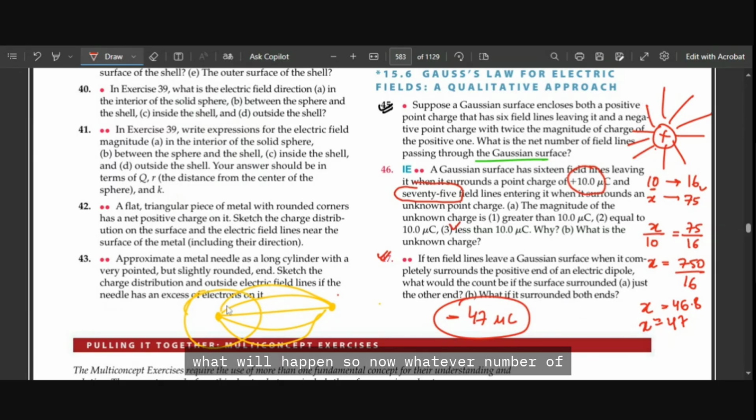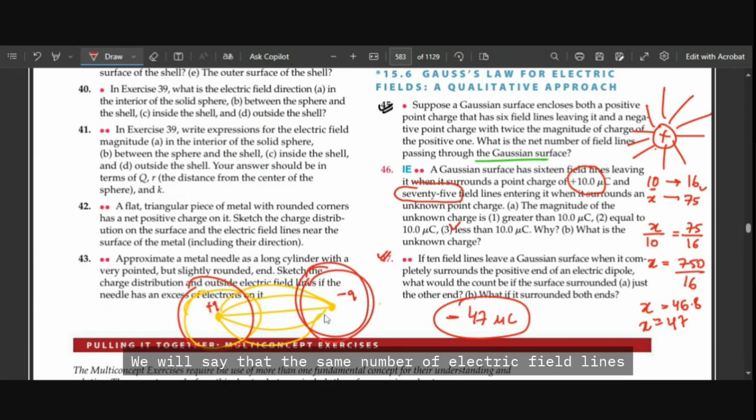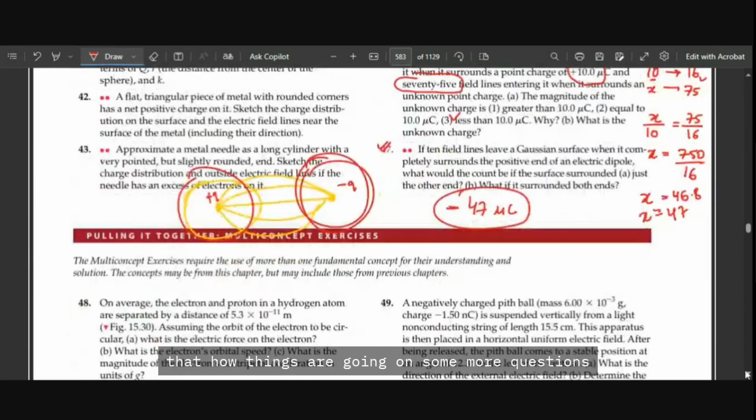Whatever number of electric field lines are coming out because of the positive charge, the same number of electric field lines will be entering through the other Gaussian surface, which has the same magnitude of charge. So the 10 electric field lines must be entering into it. Are you getting it? It's so simple. If it's a dipole carrying positive and negative charge, whatever number of field lines come out of the positive charge, the same number will enter the negative charge. So if we assume a Gaussian surface at this end and the same Gaussian surface at this end, we will say that the same number of electric field lines exiting the first Gaussian surface must be entering the second Gaussian surface. That is what the qualitative approach is. You just have to figure out how things are going on.